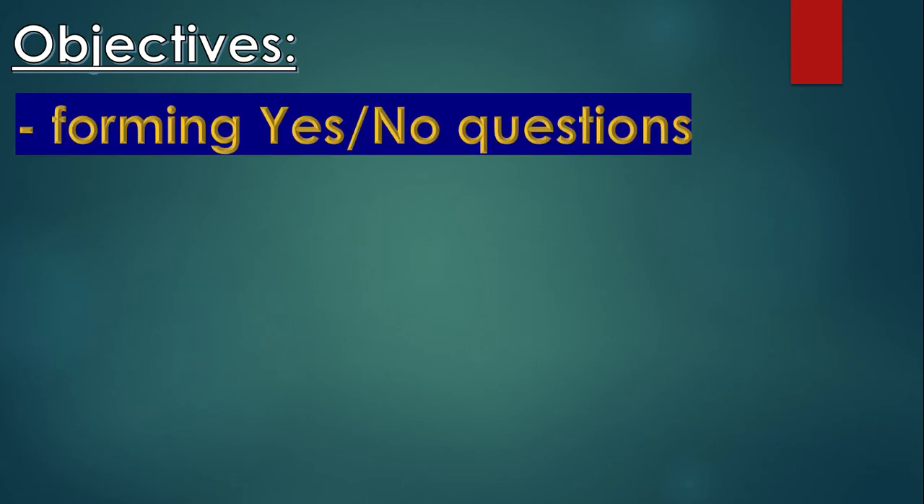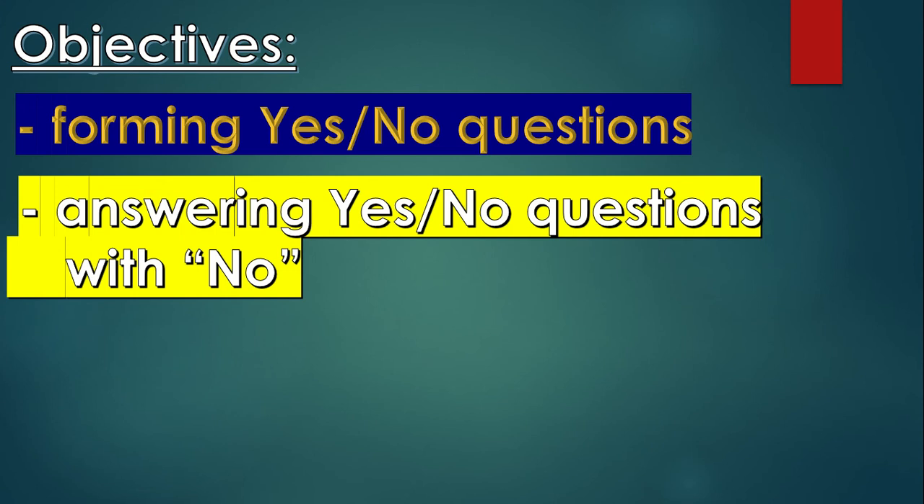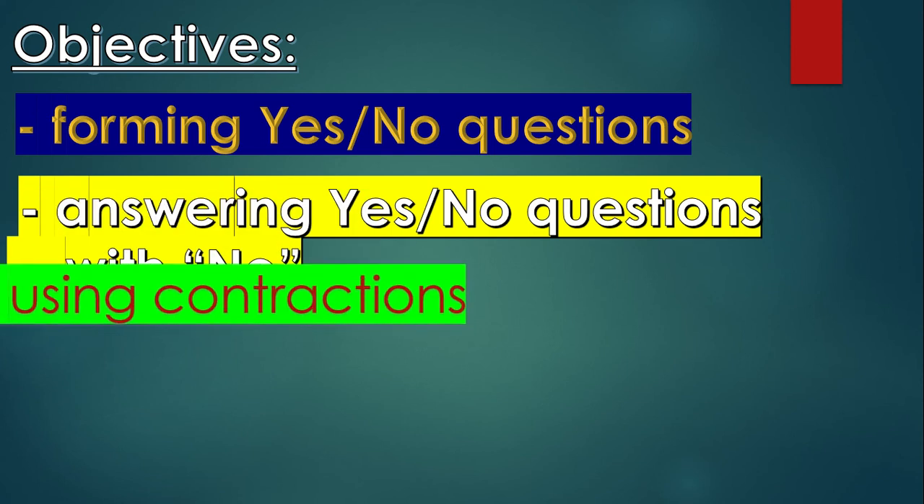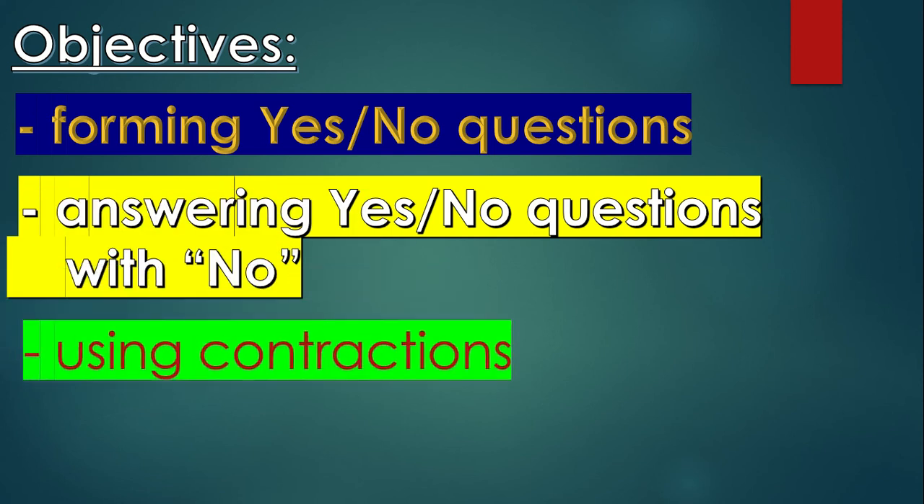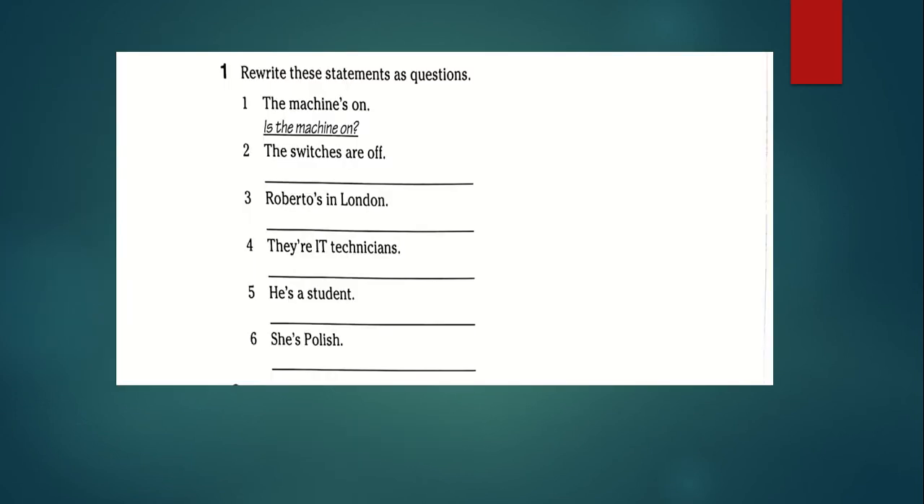We have 3 objectives today: forming yes-no questions, answering yes-no questions with no, and what we need to do when we answer with no, and finally using contractions, اختصارات. Please open the course book, page 16, and let's start the lesson.